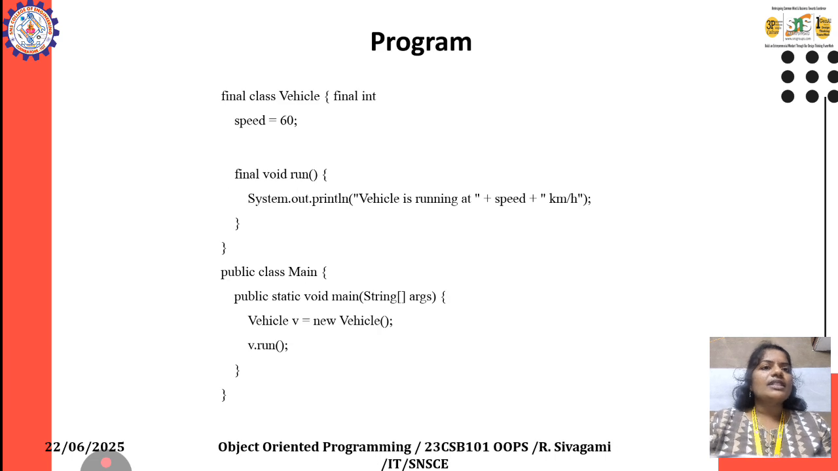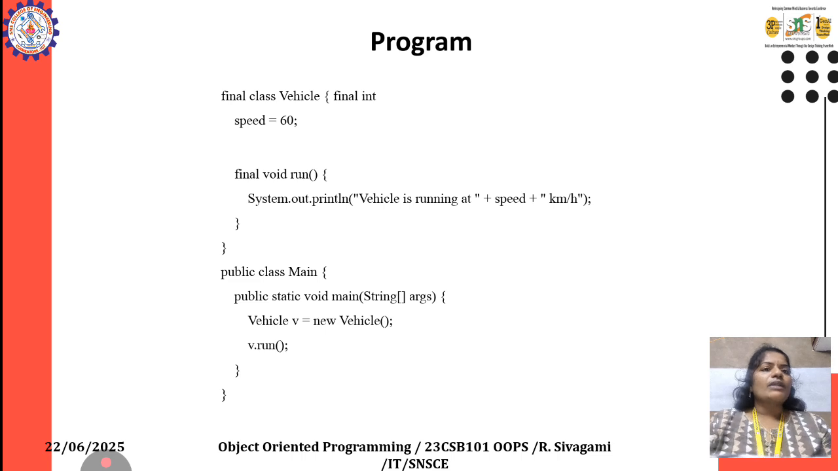Here I give a simple example program for final inheritance. First I create a class Vehicle. Before the class keyword, I put the final keyword, so the class is final. Then I create a variable, final int speed equal to 60. The variable is also final. The next one is the method, the run method, which is also final.